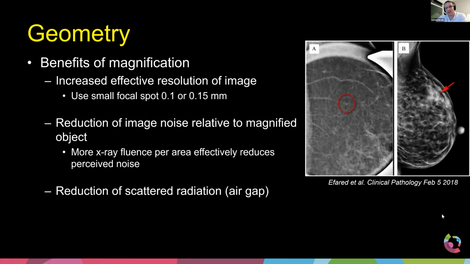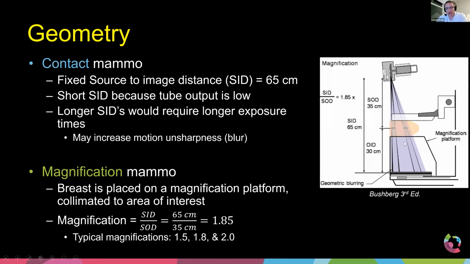Now, we take the grid out because we don't need a grid because now there's space. We have this air gap right here. So photons come in, they interact with this breast, they're going to scatter. And a lot of those scattered x-rays will just scatter into the room. They will not in any way interact with the detector.